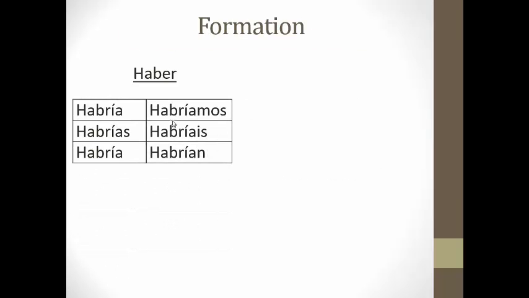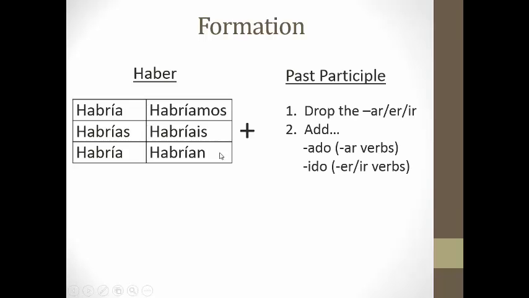Here's its conjugation. Habría, habrías, habría, habríamos, and habrían. With the past participle, ado or ido. I would have eaten would translate to habría comido.